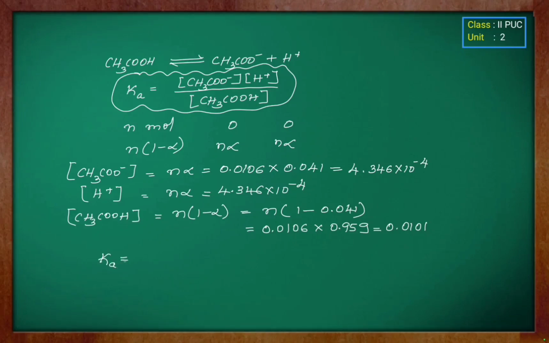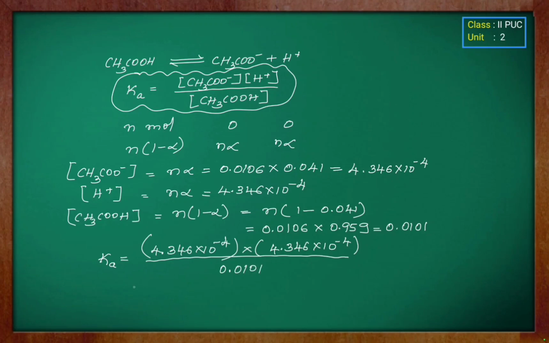Now let us substitute all these values into the expression of dissociation constant Ka. So Ka is equal to the concentration of CH3COO minus ion, 4.346 into 10 to the power minus 4, into the concentration of H plus ion, 4.346 into 10 to the power minus 4, divided by the concentration of acetic acid, that is 0.0101. After simplifying this, we will get the value of Ka as 1.87 into 10 to the power minus 5.